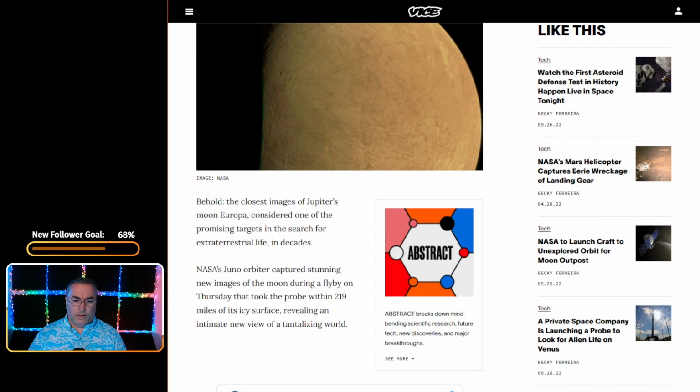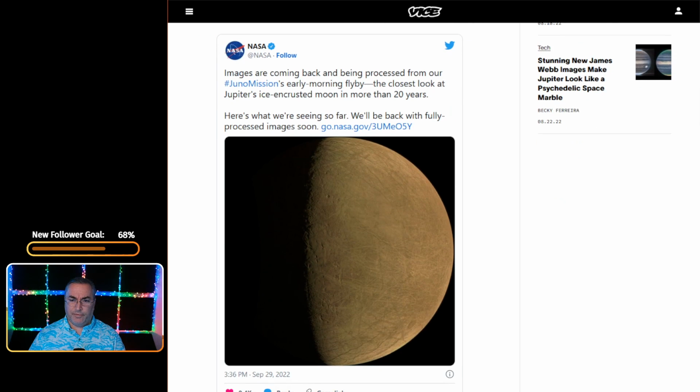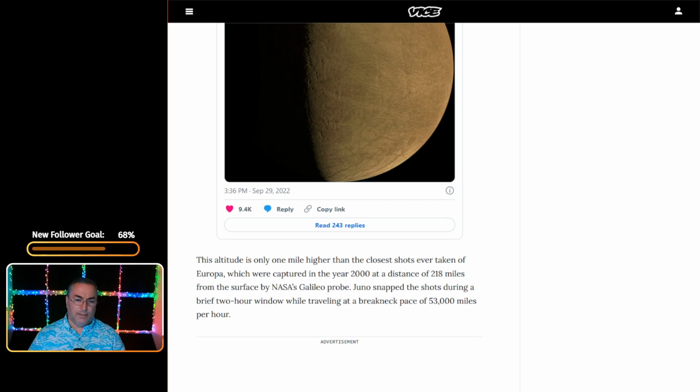NASA's Juno orbiter captured stunning new images. So let's take a look. They actually tweeted some of these images out, and you can follow a link with fully processed images, and they provide a link, go.nasa.gov. And then if you go to Google and just do a search for Juno mission, I'm sure that the links will pop up for you.